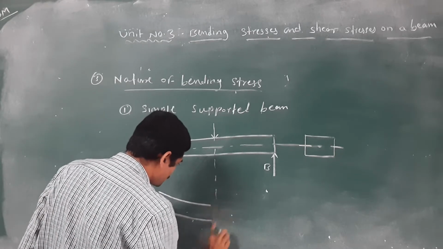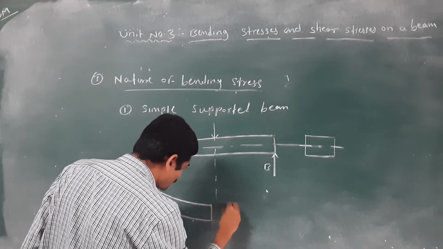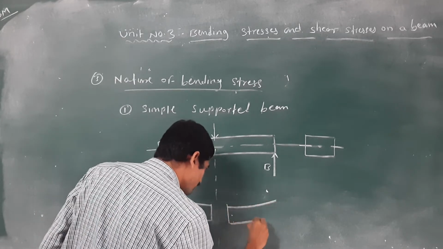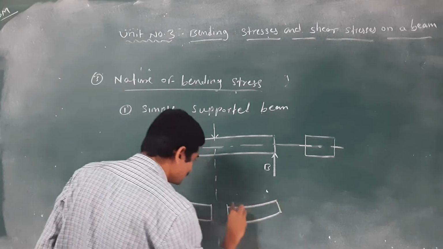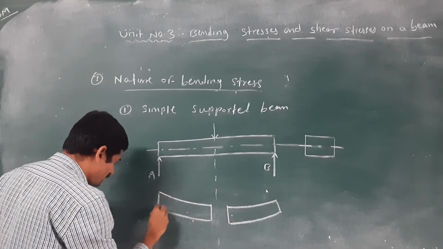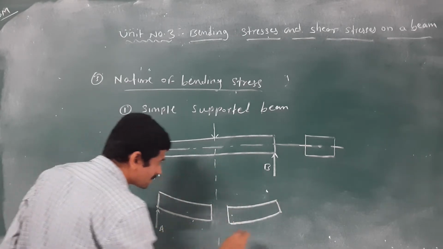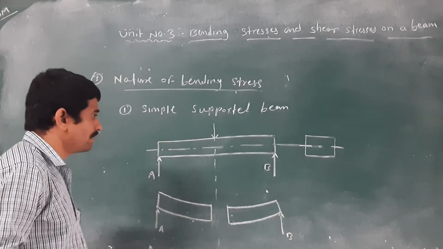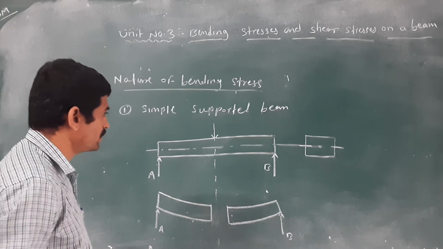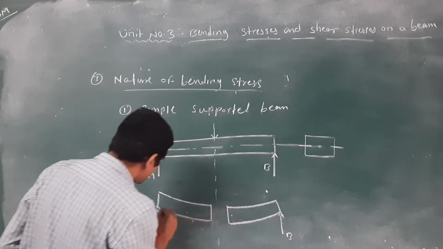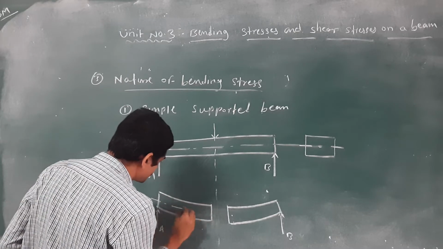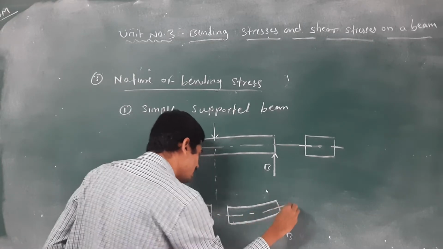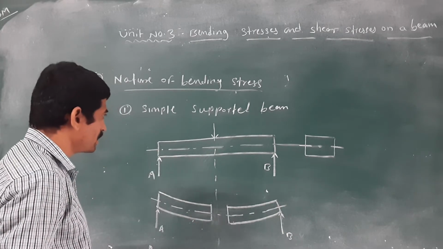I will take the section in between that. In this way, this beam will be bent. Here is a point A, here is a point B. For equilibrium, we have seen in the first unit which stresses are induced above the neutral axis and which stresses are induced below the neutral axis. Check that.